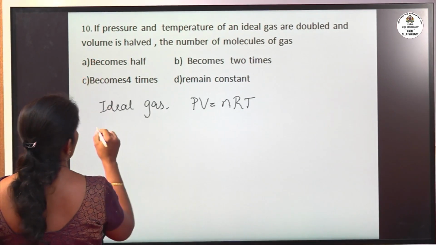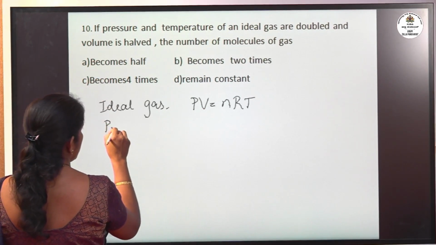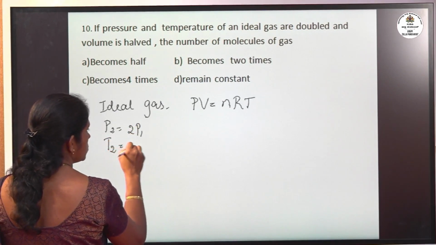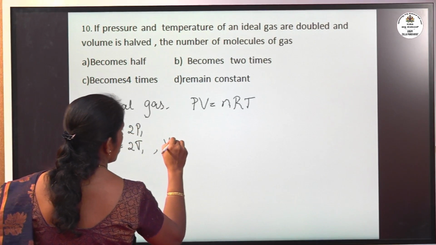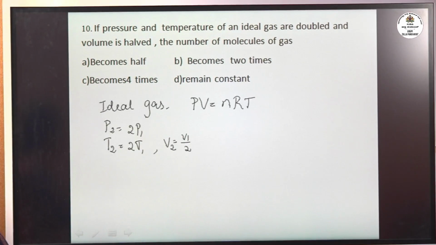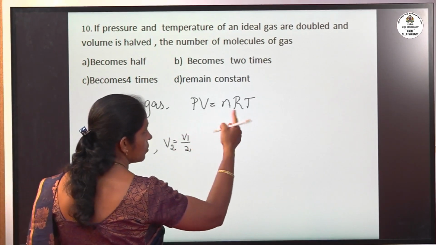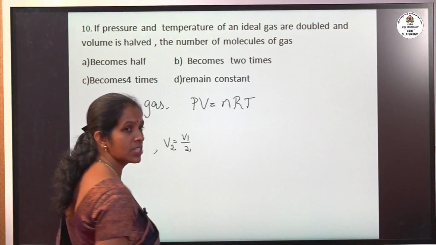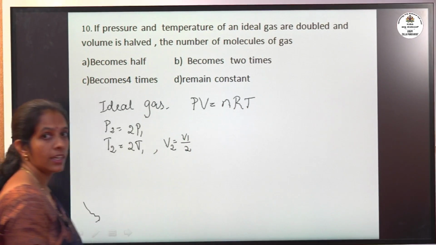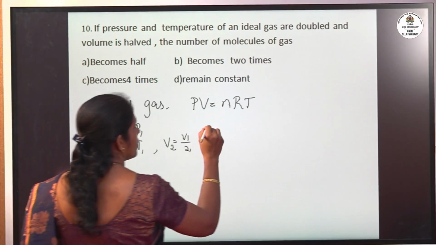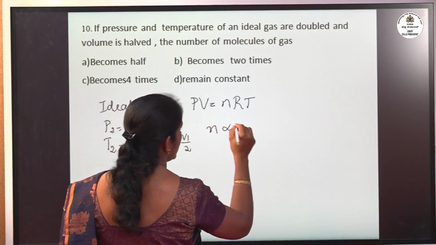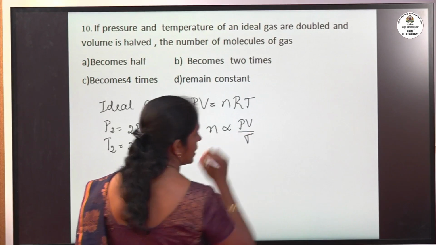It is given pressure and temperature are doubled. P2 is equal to 2P1. Temperature T2 is equal to 2T1 and volume is halved, V1 by 2. The number of moles of gas: PV is equal to nRT. R is universal gas constant, P is pressure, V is volume, and T is the temperature. Or we can also rearrange this equation. PV is proportional to N into T, or N is proportional to PV by T.